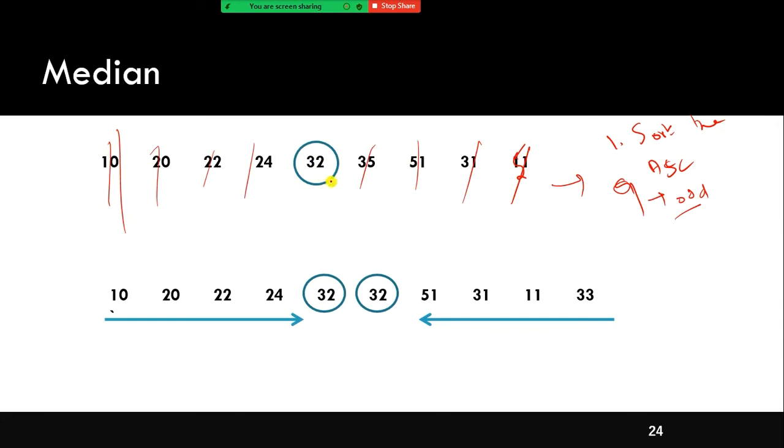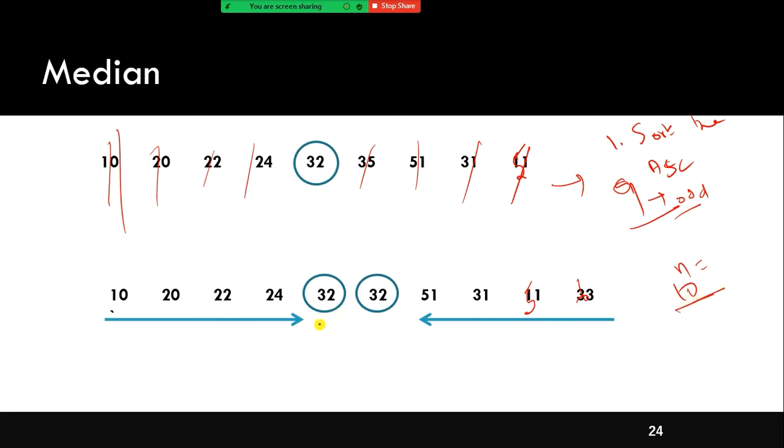This is your median. Let's say my total number of data points is, how many are there here? You have 10, right? So 1, 2, 3, 4, 5, 6, 7, 8, 9, 10. Just think my sample size is 10. In this case also the same rule applies: you need to sort the data in ascending order. The total number of samples is 10.